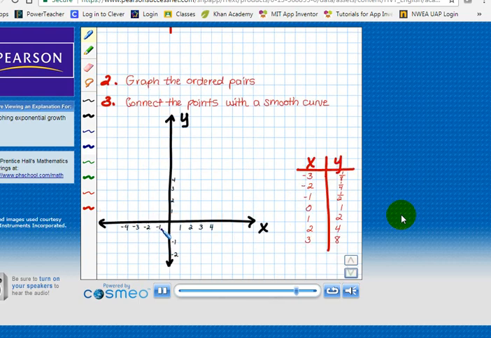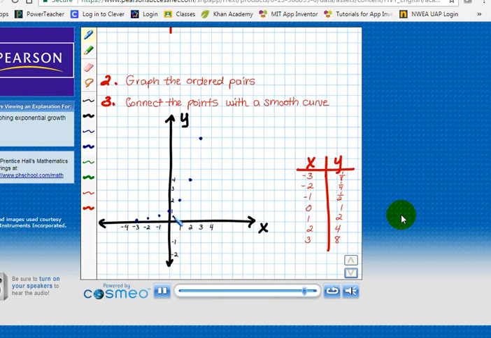Looking at our first ordered pair, negative 3, 1/8. Then we have negative 2, 1/4. Negative 1, 1/2. Our y-intercept will be 0, 1. Then we have the point 1, 2. And our next point is 2, 4. The last point that we did in our table of values was the point 3, 8.